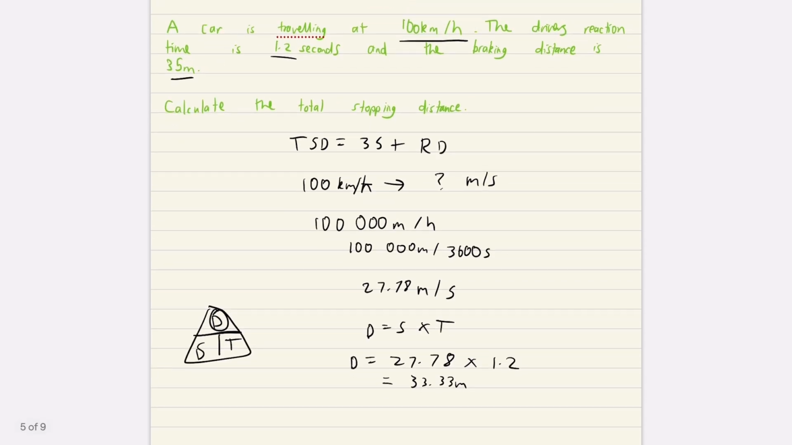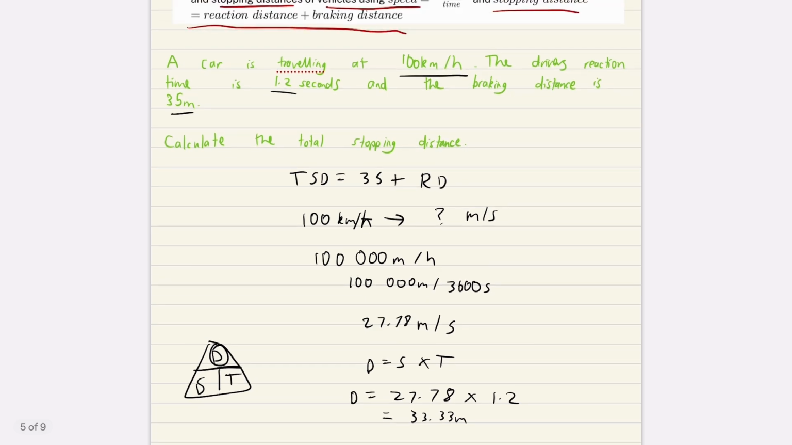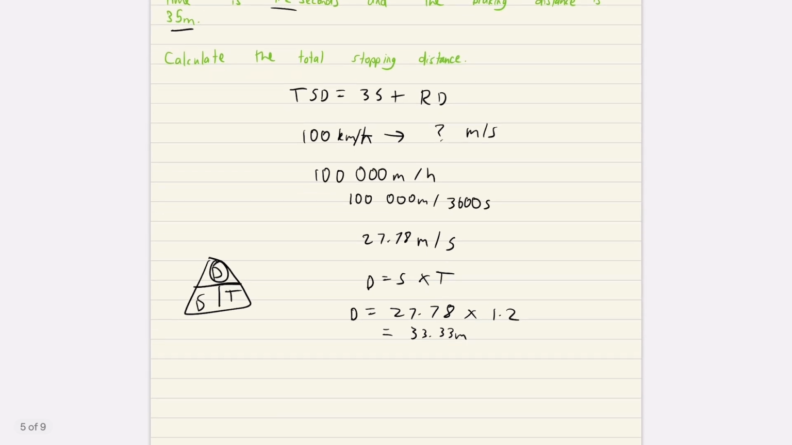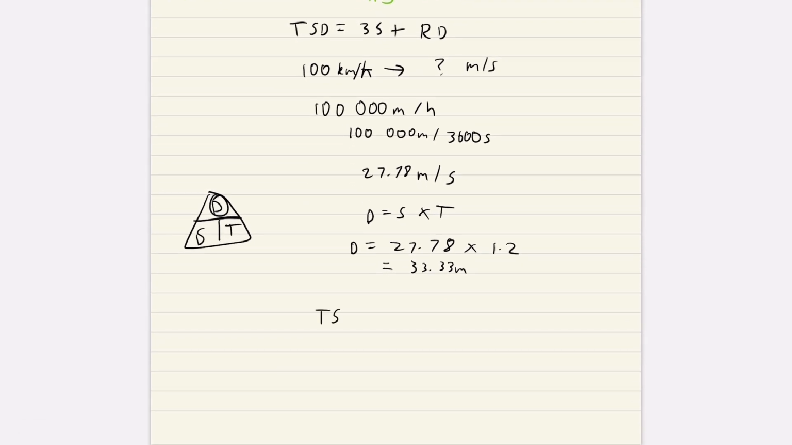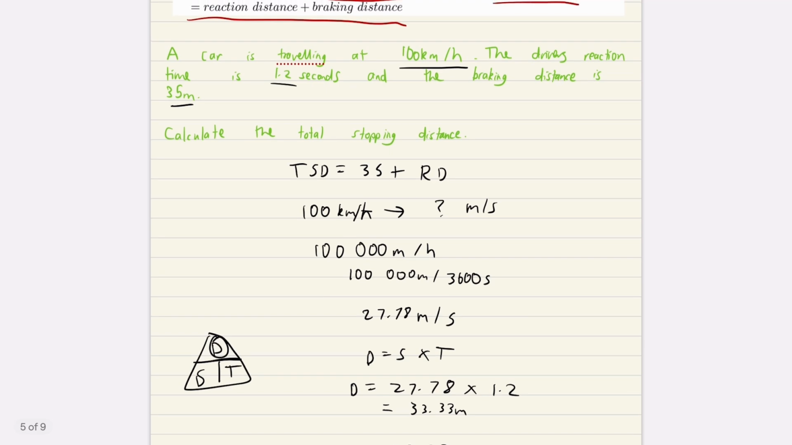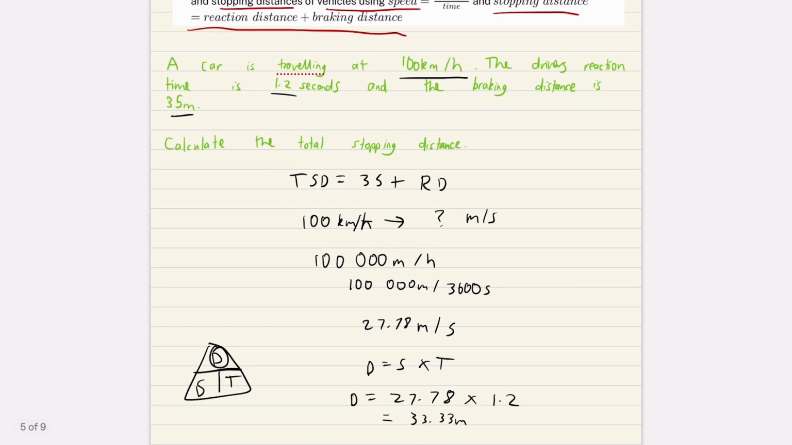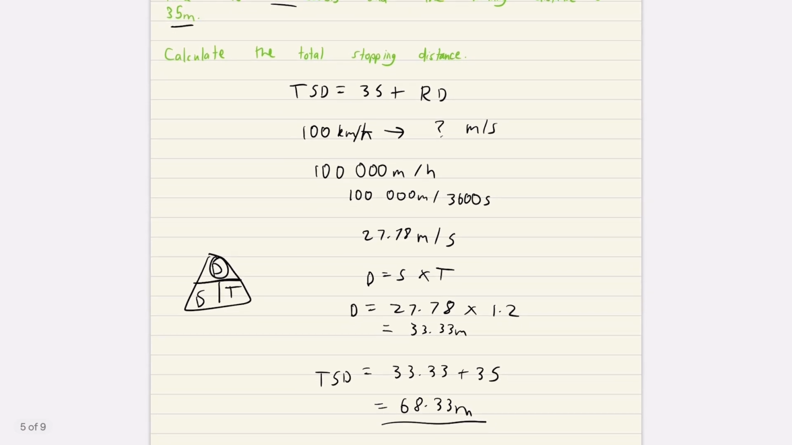And then when he does react and he does brake, it's then got to take another 35 meters for the car to stop. So the total stopping distance is simply going to be 33.33 plus 35, which is equal to 68.33 meters, approximately. So that will be the total distance required for this car to stop if it's traveling at 100 k's an hour and his reaction time is 1.2 seconds and his braking distance is 35 meters. So that is it.